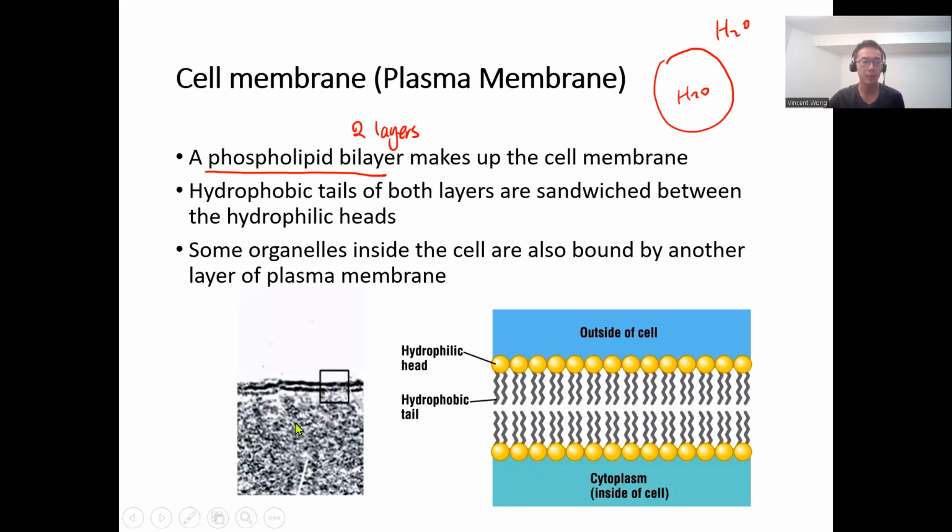This is a picture taken from an electron microscope, very high power. And you can see the two thick black lines here. Those are the hydrophilic heads. And then the space in between, that's the hydrophobic tails. Okay, and that's the cell membrane essentially. This is the outside of the cell. And then this is the cytoplasm, the inside. And right here, that's the cell membrane. Hopefully that makes sense.